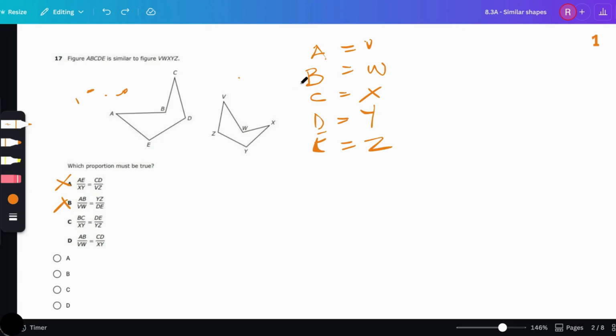So now let's see BC. We have BC over XY. No, B is not equal to X. B is equal to W, so it cannot be C. So lastly, we have AB over VW, so that's correct, equals CD over XY. You can see that is correct because AB over VW, then CD over XY. That is correct. So option D is the correct proportion.